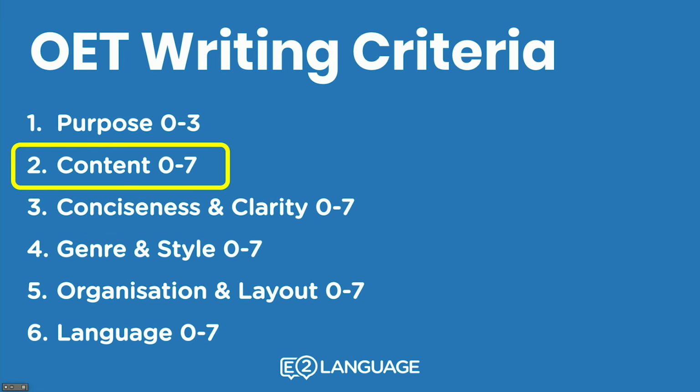Okay, then after purpose, you have content, which is scored from 0 to 7.